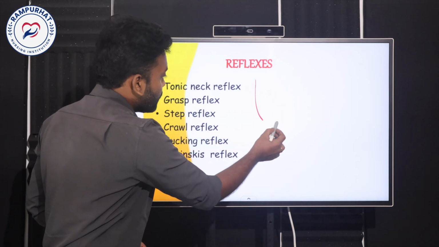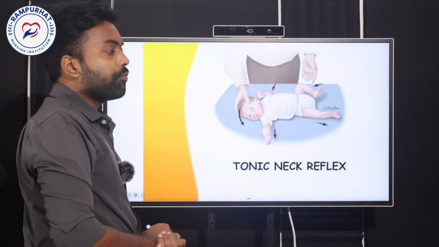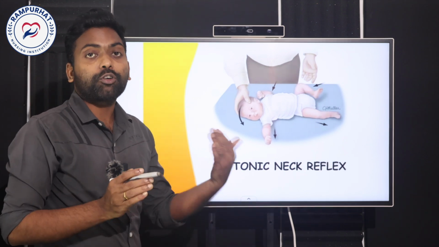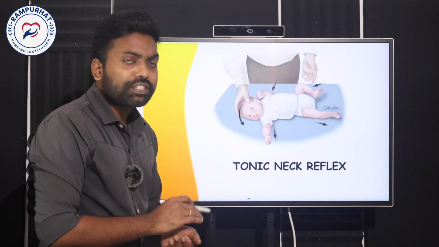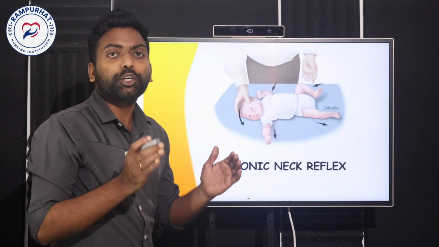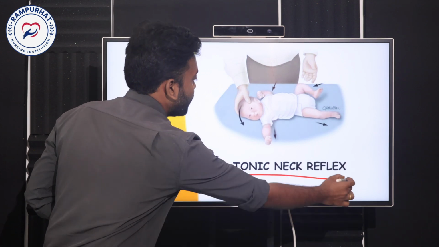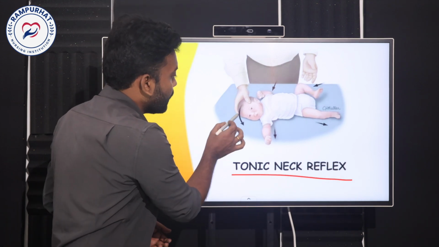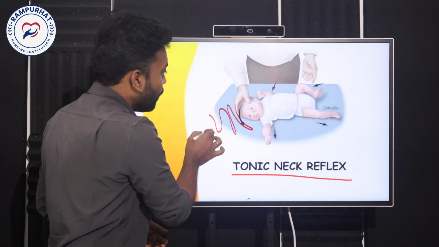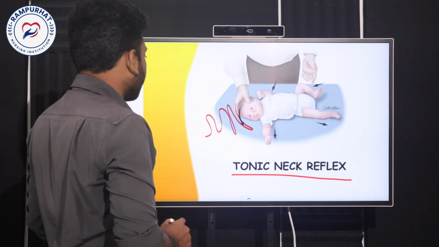Also it is very important to find out the reflexes. A few kinds of reflexes we need to check to find whether the baby is normal or abnormal. Why do we need to check the reflexes? The reflexes decide whether a neurological problem is there or not. The first one is the tonic neck reflex. If the baby's neck turns normally, then the tonic neck reflex is present for the baby.